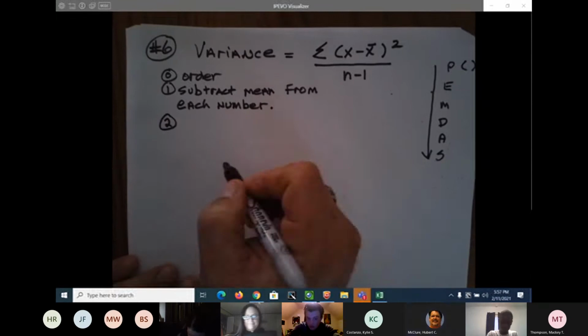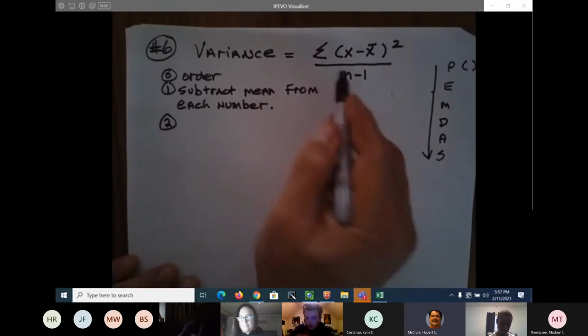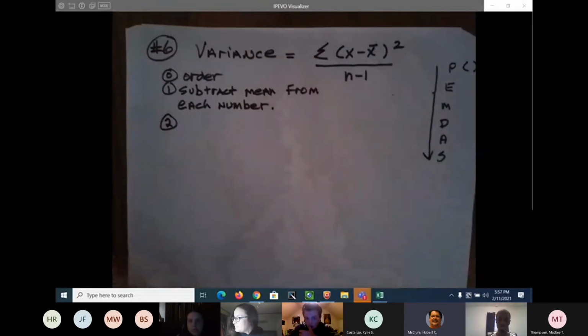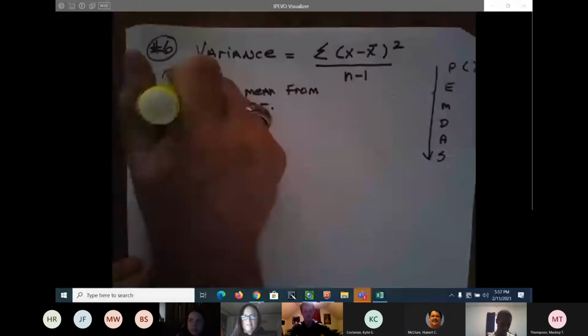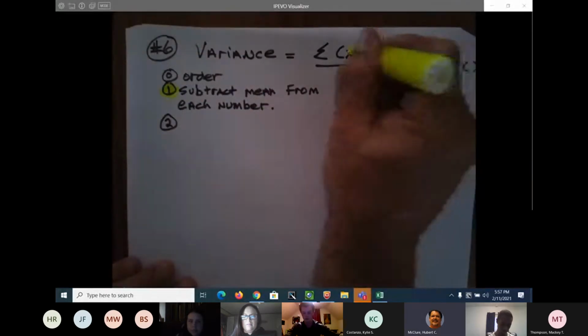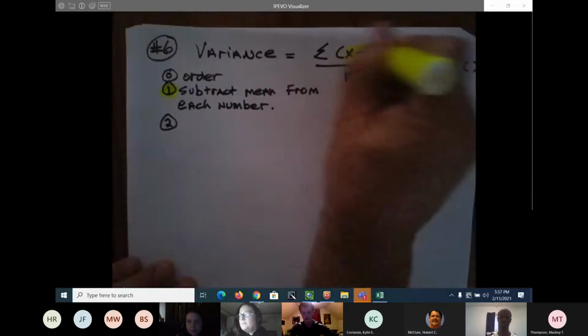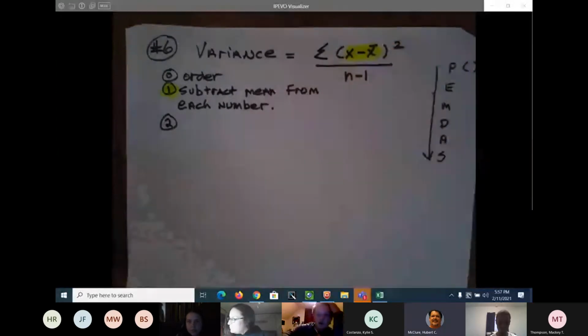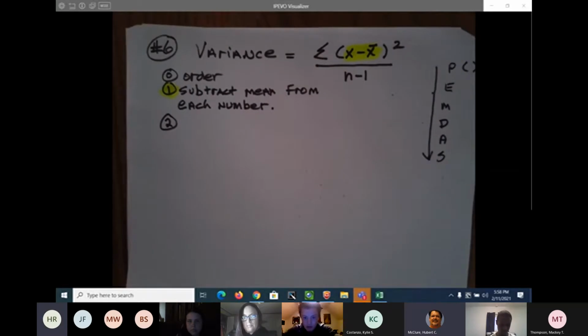2, subtract the mean from each number. Now tell me what's next. And I'm gonna highlight these for you. Watch this. Okay. Yellow. Subtract. There's yellow. And that's this right here. Okay, somebody tell me, what do you do after you subtract from each number? What do you do? Somebody tell me.